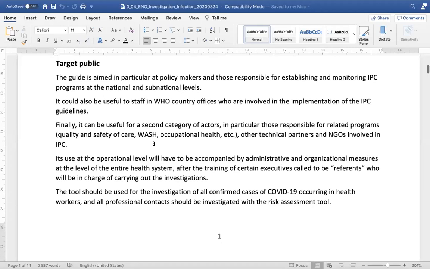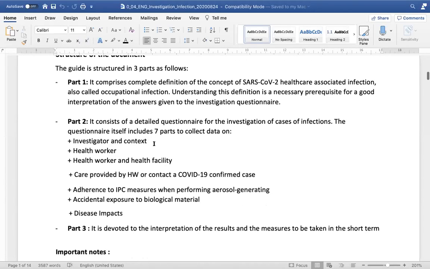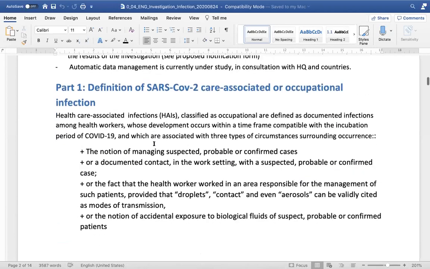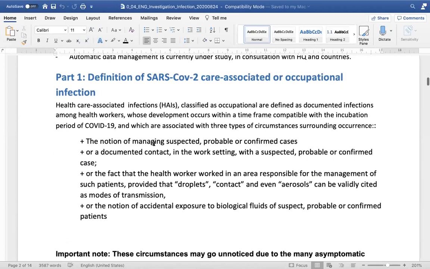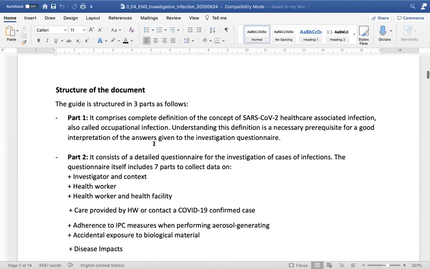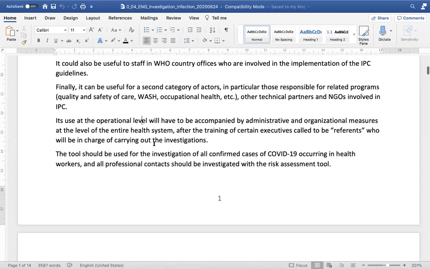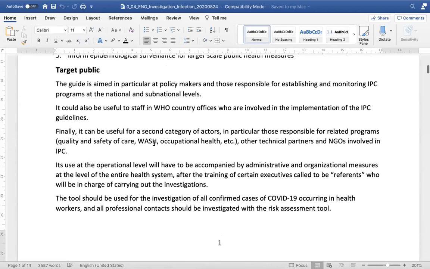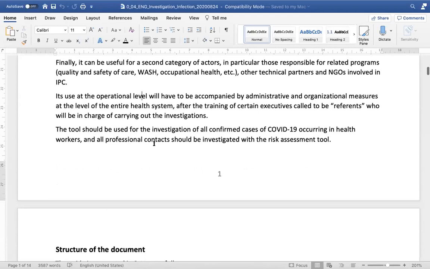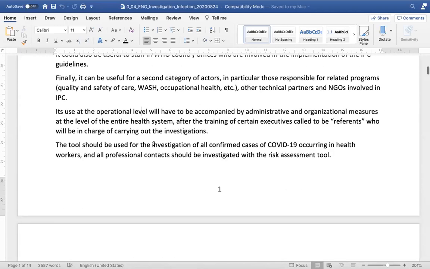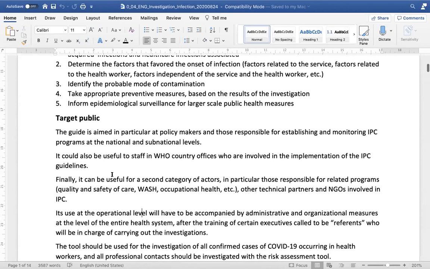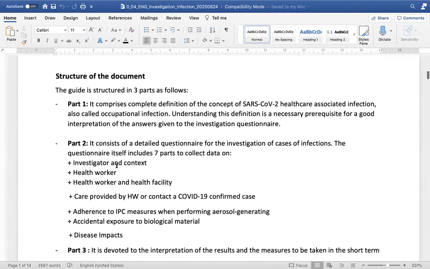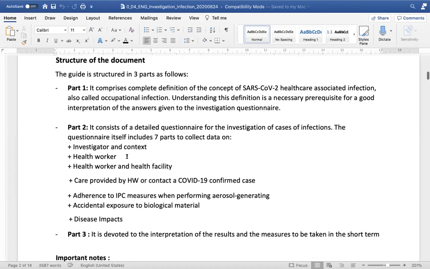Please scroll down. You can go down. Okay, so this particular tool is in 3 parts. Can you go up a bit? Up. Okay, yes. The first part, Nancy, you are moving too fast. I'm still at the target audience. Can you go to the different parts? Move down. Thank you, it's okay, yes.